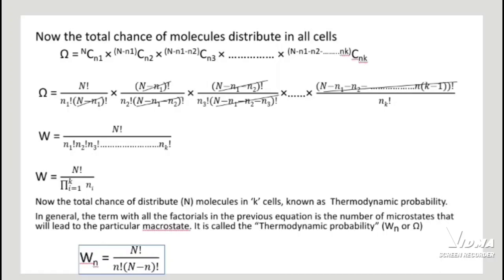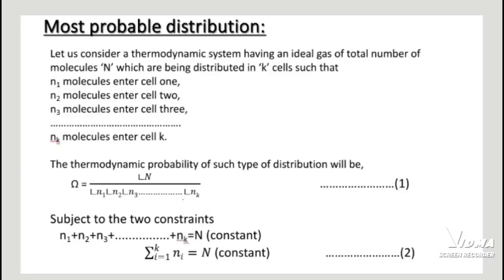So next, the most probable distribution law. Similar to the first one, let us consider a thermodynamic system having an ideal gas of total number of molecules capital N, which are distributed in K cells such that N1 molecules enter cell 1, N2 molecules enter cell 2, and so on up to Nk molecules entering cell K.